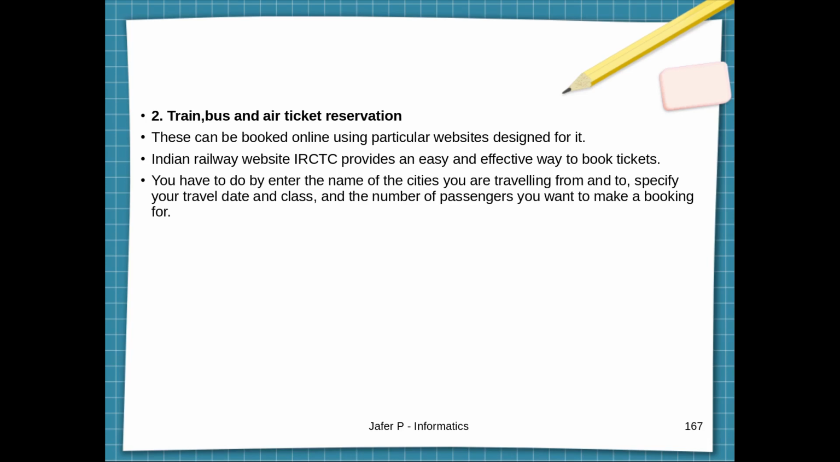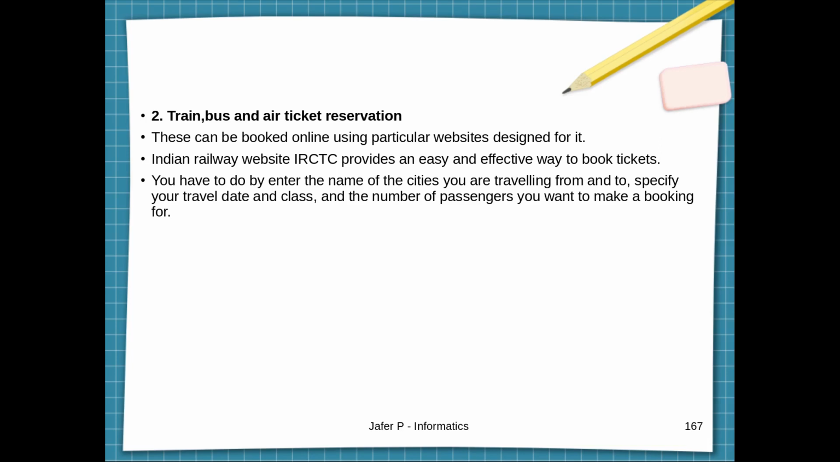Specify your travel date and class of train. You can specify first class, second class, or third class, etc. Sleeper class is there, first class is there. There are different kinds of classes. You can select that class and the number of passengers you want to make the booking for. Let's suppose you want to go to Delhi from Calicut, you can purchase an online ticket through the IRCTC website.